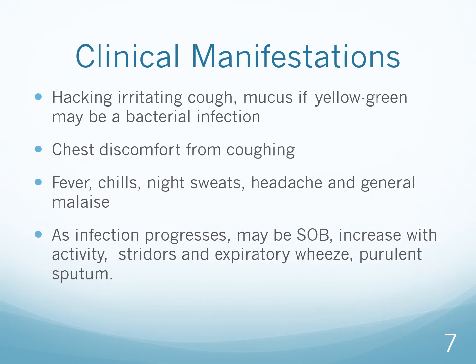Clinical manifestations include that hacking, irritating cough, a person sitting next to you at times. If the mucus is yellow or green, it's usually associated with a bacterial infection. There's a lot of chest discomfort associated with that coughing, and oftentimes, because of the persistence of that coughing, people will develop pleurisy. Fever, chills, night sweats, headaches, and general malaise are often very common symptoms. As the infection process progresses, many of the symptoms include shortness of breath when a person is active, stridor, expiratory wheezes, and purulent sputum. Shortness of breath with activity could include walking across the floor.